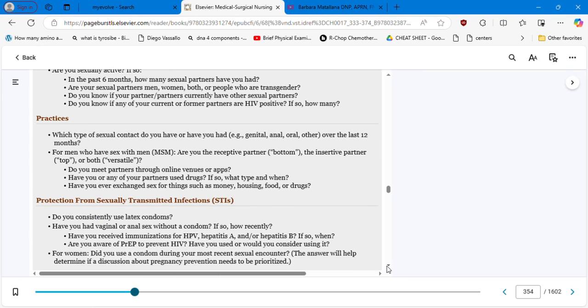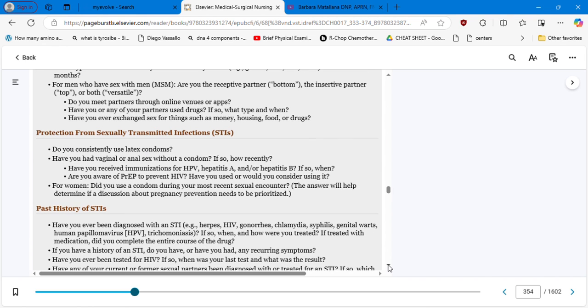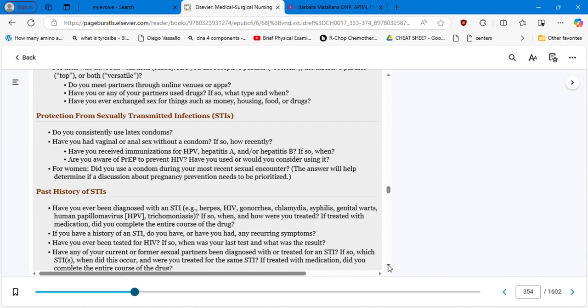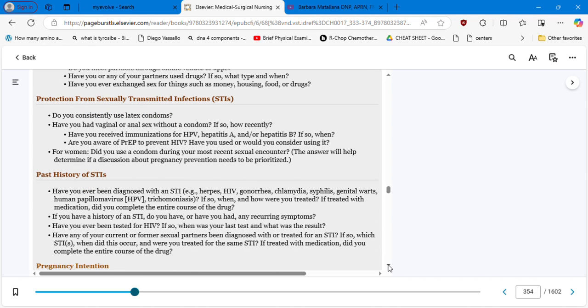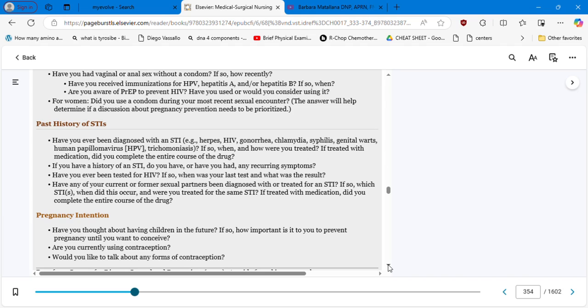And in terms of practices, you need to ask, do you meet partners through online venues or apps? You need to assess the environment, how they got together. Also, protection from sexually transmitted infections. Do you consistently use latex condoms? For women, did you use a condom during your most recent sexual encounter? And also assess past history of STI. Have you ever been diagnosed with a sexually transmitted infection? Do you have any history of STI?